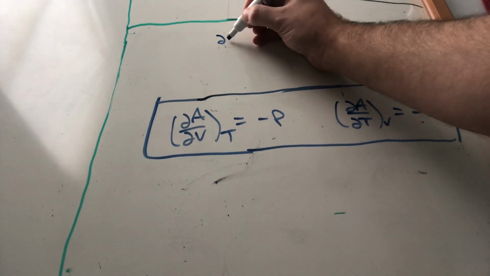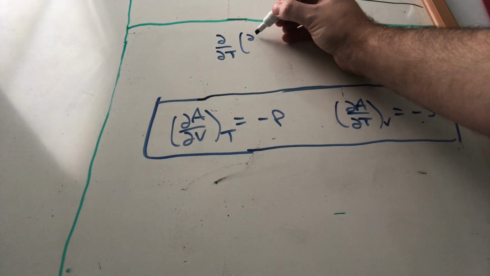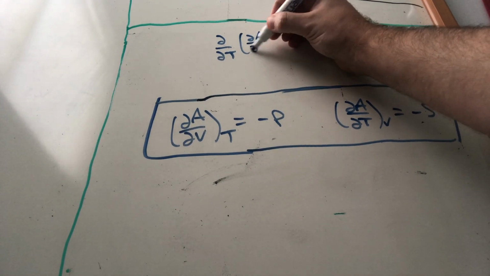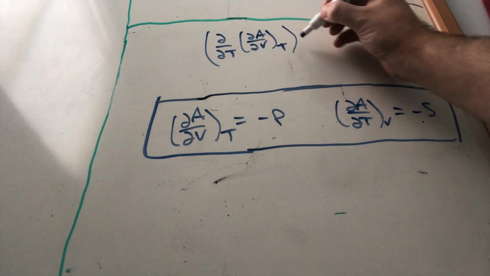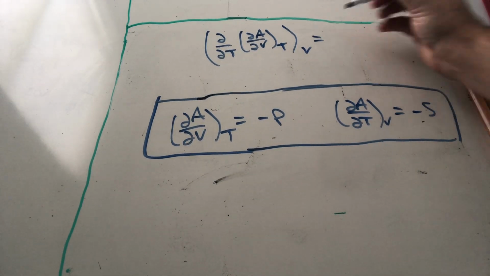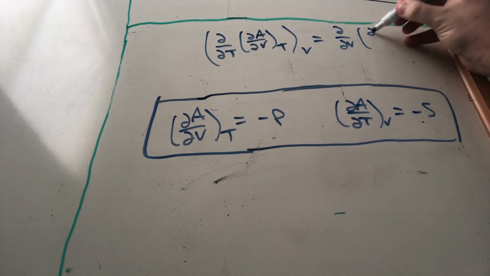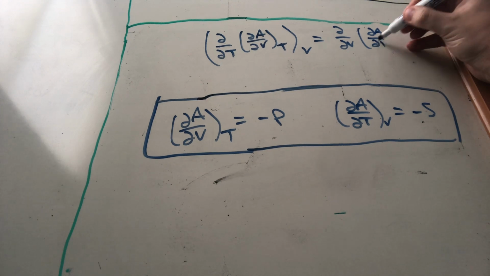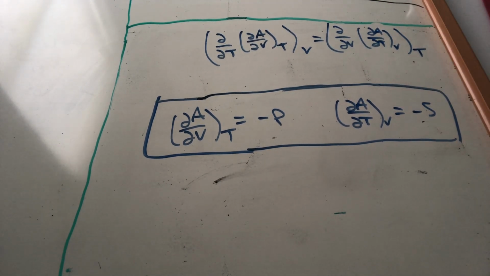So if I take partial T of partial A, partial V at a constant T, and I do that at a constant V, that should be equal to partial V of partial A, partial T at a constant V, all done at a constant T. So that is essentially the second derivative test. But what do we see here?